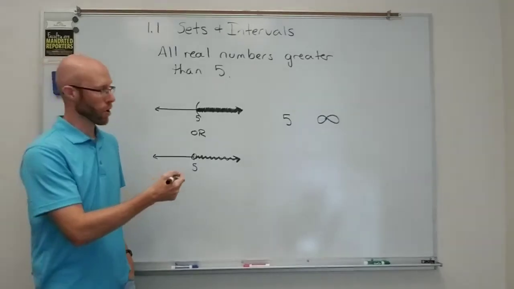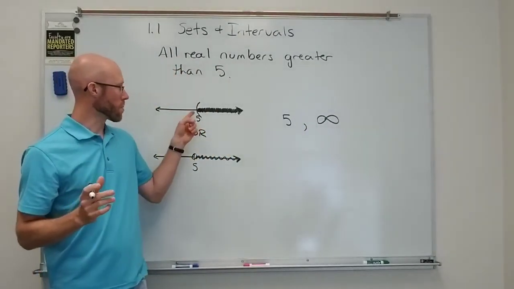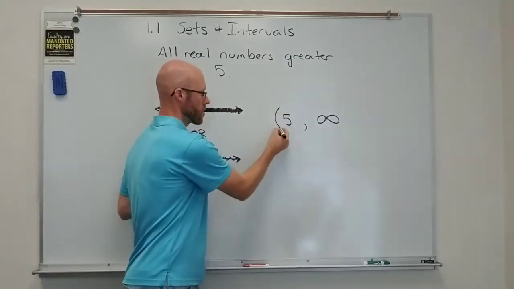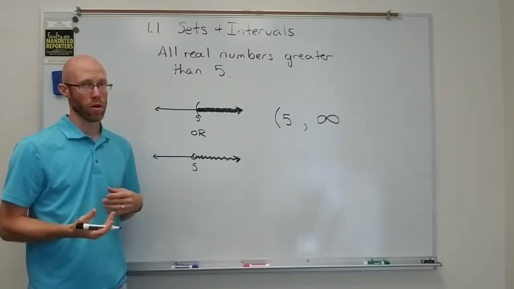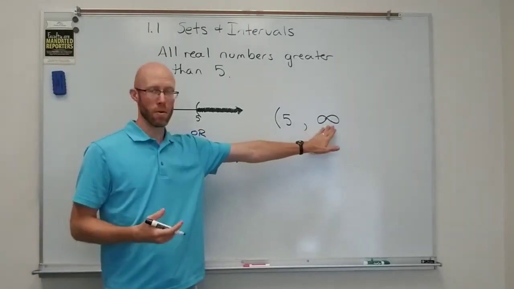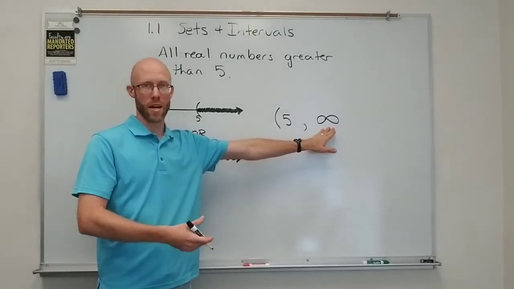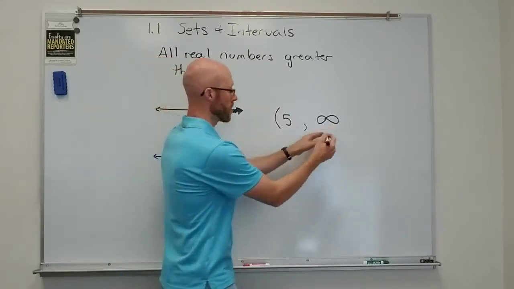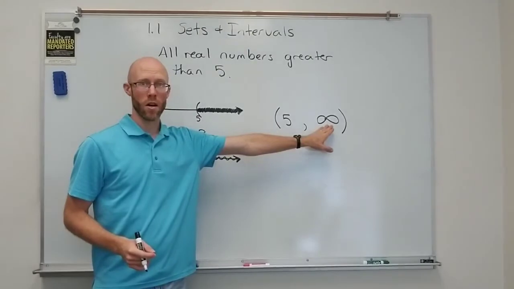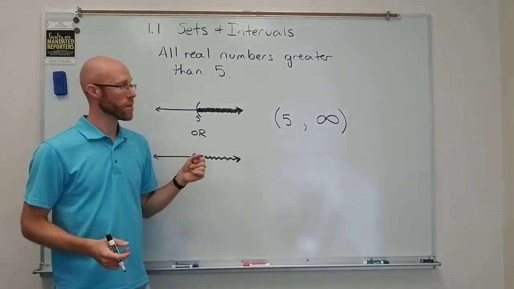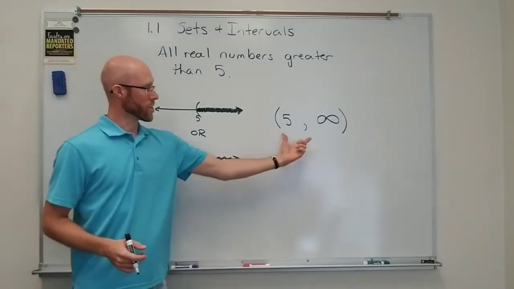In between them, we put a comma. And then on the ends, we put either a parenthesis to represent the fact that we're not including the endpoint, or a bracket if we were. In this case, we are not. Infinity, because it's not actually a number, we always put a parenthesis on that side because there's no endpoint to include. So the infinities, whether it's positive infinity or negative if it was going to the left, will always get a parenthesis on it. Okay, so here's the interval notation.